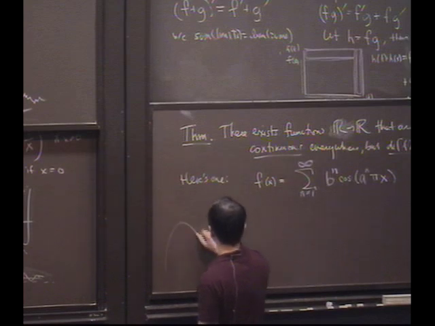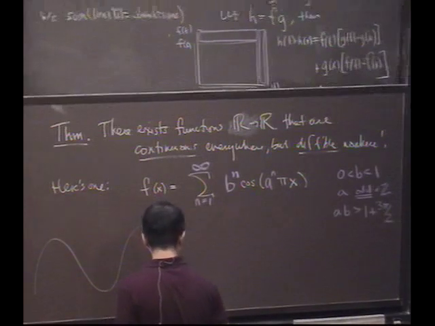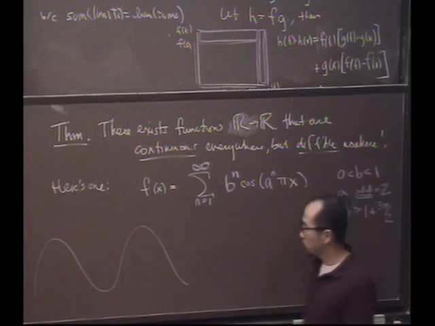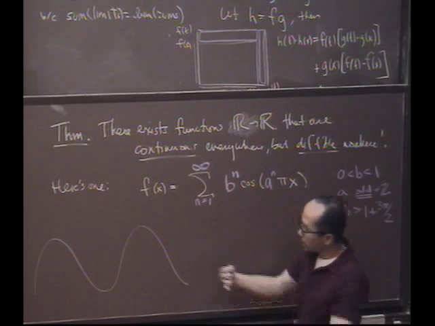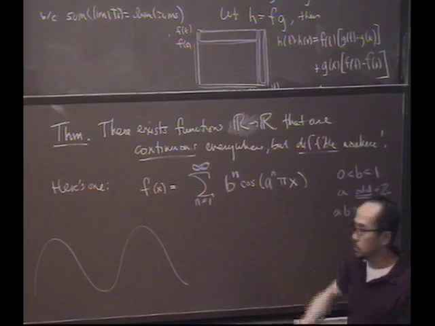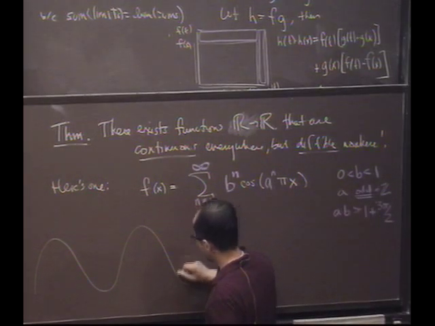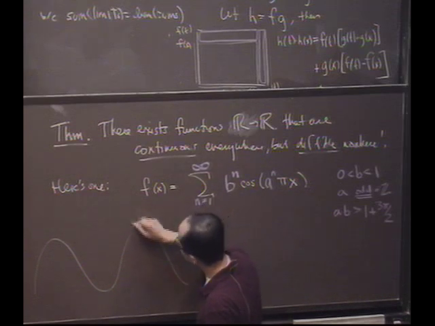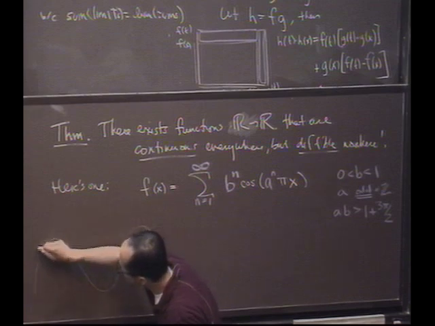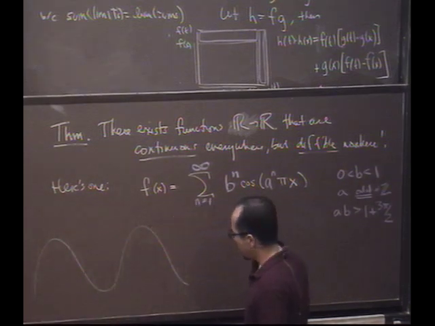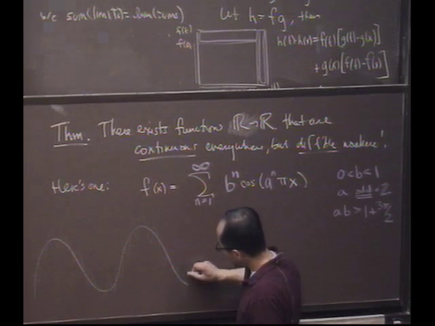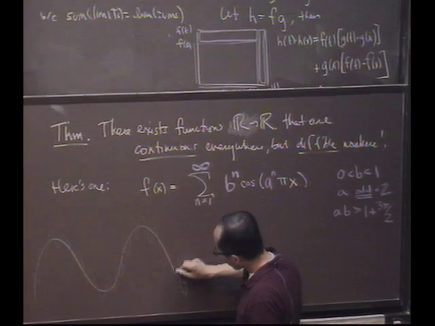So, the first function looks something like this, right? And then on top of that, you add a second function, which has a higher frequency and also smaller amplitude. So you're basically adding a wavy function on top of a wavy function. So it looks like this, yes? And then at the third stage, you're adding something that has a higher frequency and smaller amplitude.